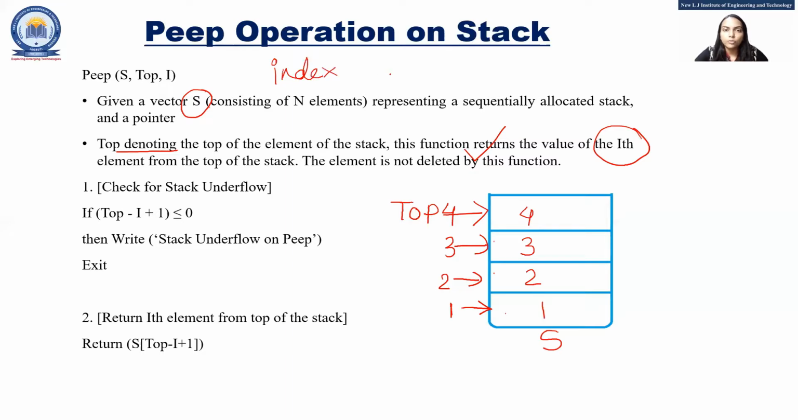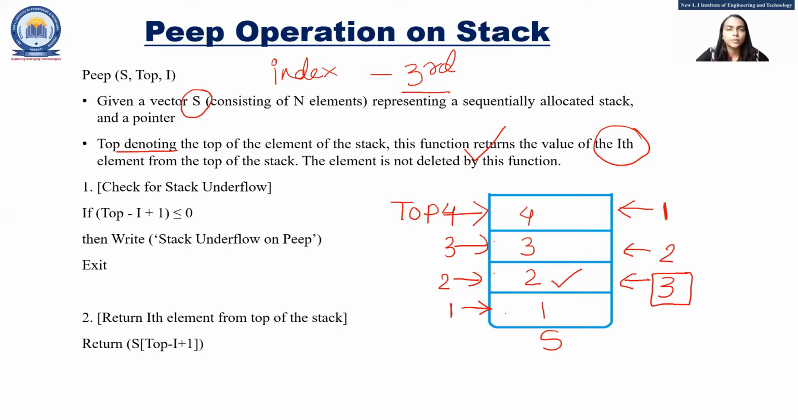So if we want to find the third element from the top, what is the third element from the top? It means the third element from the top pointer. So this is the first, this is the second element, and this is the third element. Based on this third index, what is the corresponding position on the stack? If we want to find that, we have to use peep operation.